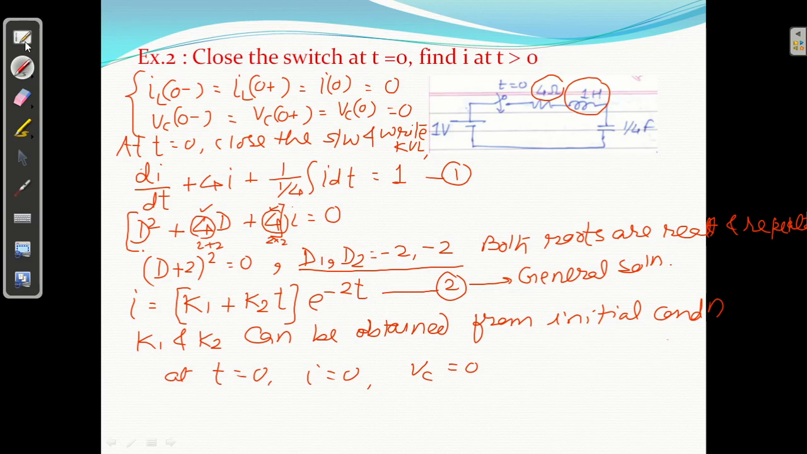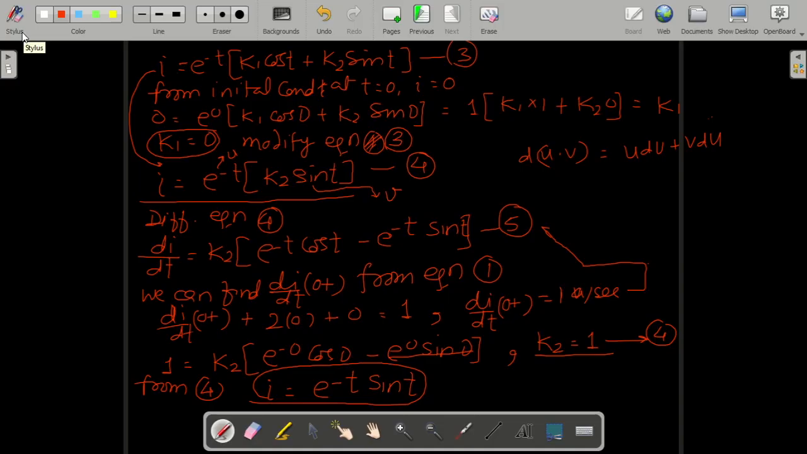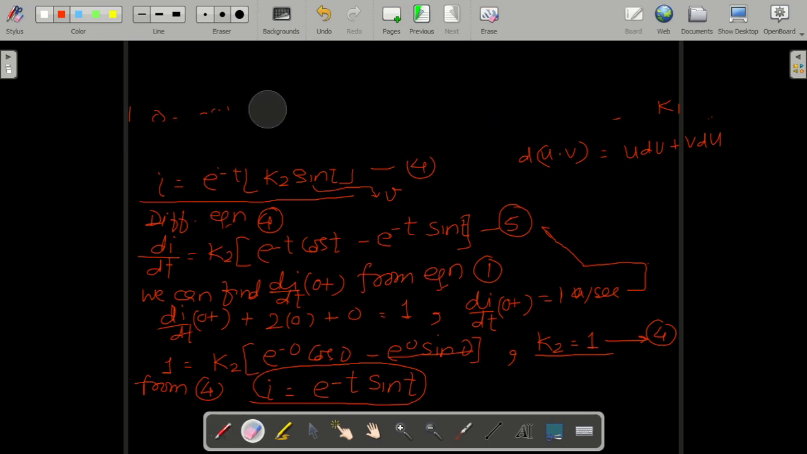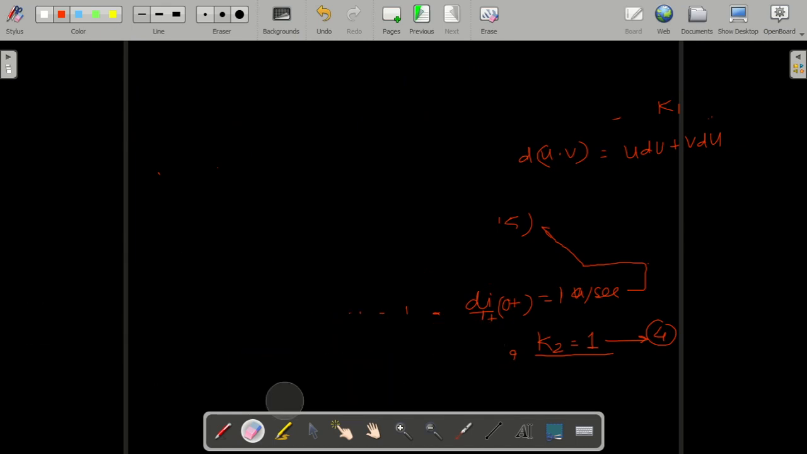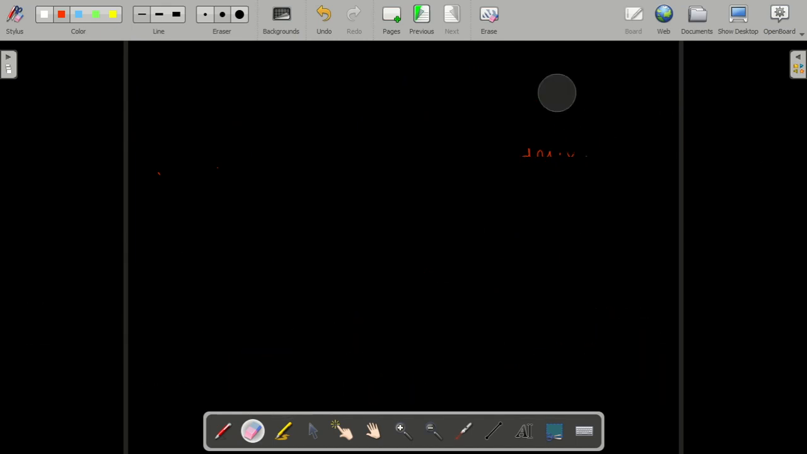So I'm going to use the next sheet. I'm going to use one solution. What was it? First came equation number 1: di by dt plus 4i plus 4 integration of I dt equal to 1. This was the equation number 1.